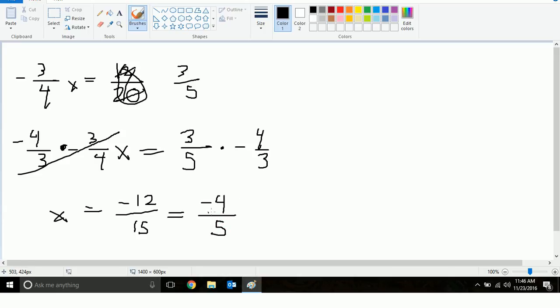X is going to equal -4/5. And we can plug it in and we can check it, but we kind of did that before, so we know that that's going to be the right answer. Okay, we're ready to move on to the next idea.